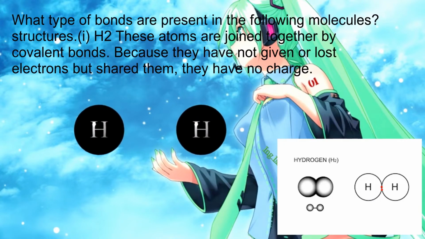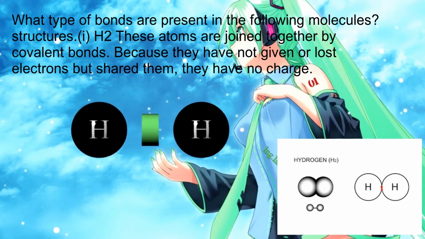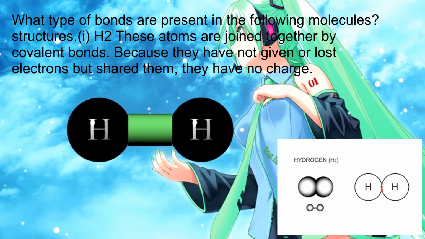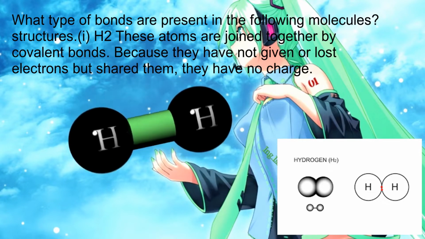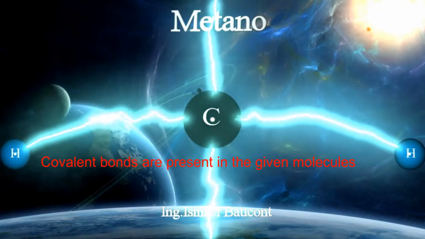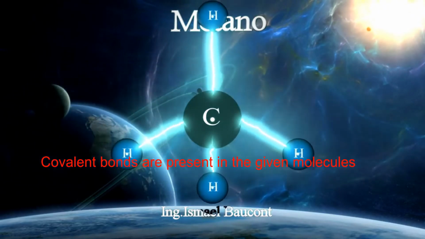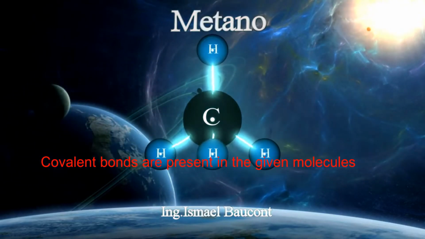What type of bonds are present in the following molecules? Draw their electron dot structures. H2. These atoms are joined together by covalent bonds. Because they have not given or lost electrons but shared them, they have no charge. Covalent bonds are present in the given methane molecules.